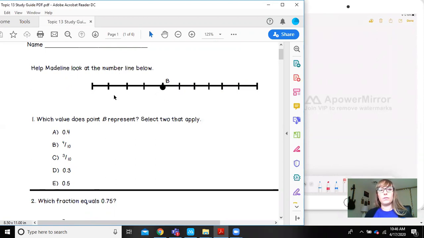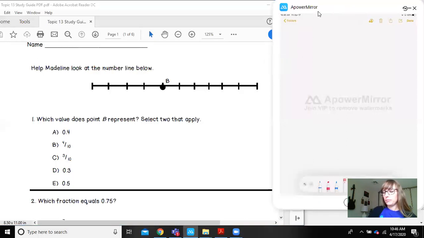First we have to determine how many parts are in this fraction. If we start here and we count over, let's see how many parts are in this fraction. 1, 2, 3, 4, 5, 6, 7, 8, 9, 10. So if there are 10 whole parts, over here I'm going to write out my answers and do all my work. There's 10 whole parts, so my denominator is going to be 10.